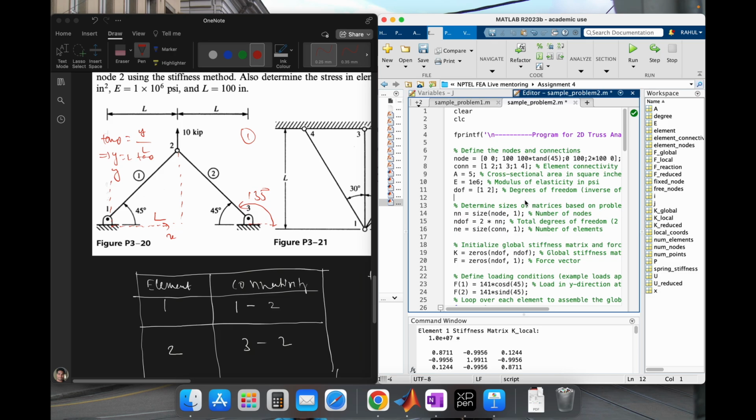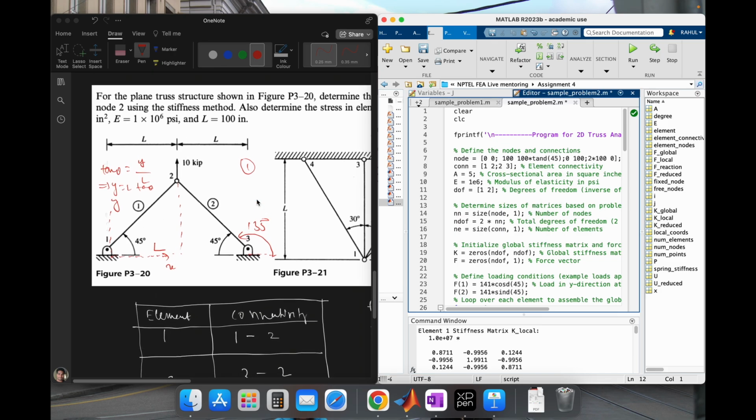Now we have to change the connections, writing the connecting nodes for each element. Element number 1 has two nodal connecting points, 1 and 2, so I have written 1 and 2. For element 2, the connecting points are 2 and 3, so we make it 2 and 3. So this is the nodal connectivity.